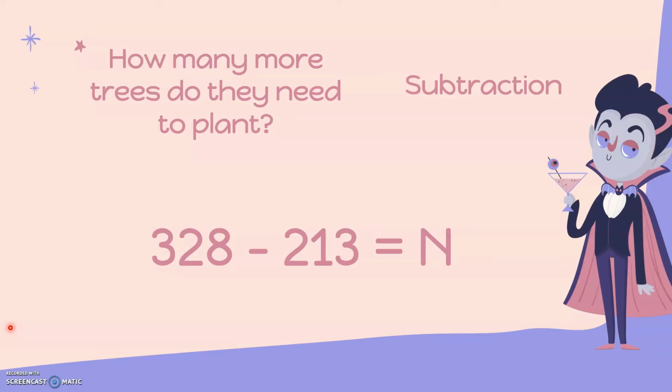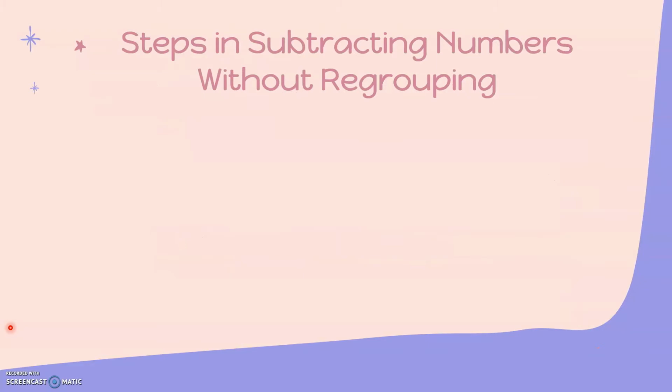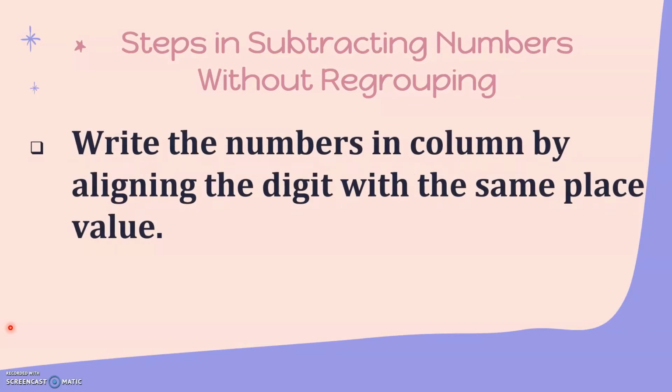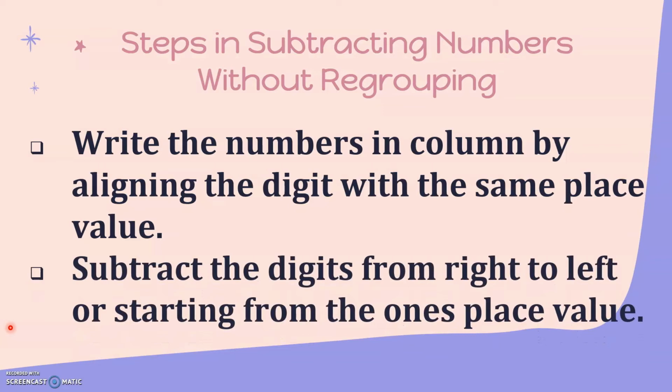But how do we subtract numbers? Do you have any idea? Okay, so here are the steps in subtracting numbers without regrouping. First is write the numbers in column by aligning the digit with the same place value. Then, subtract the digits from right to left or starting from the ones place value.